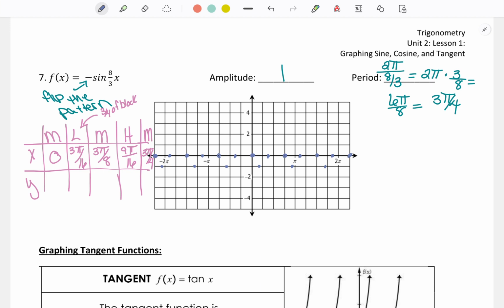And then for our high points, that is going to be 3/4 of a block away from the end. So if I look at my end at 3 pi over 4, we're 3/4 of the way in. So we're going to go up to 1. And then those are also 3 apart. So 1, 2, 3, 1, 2, 3, 1, 2, 3.